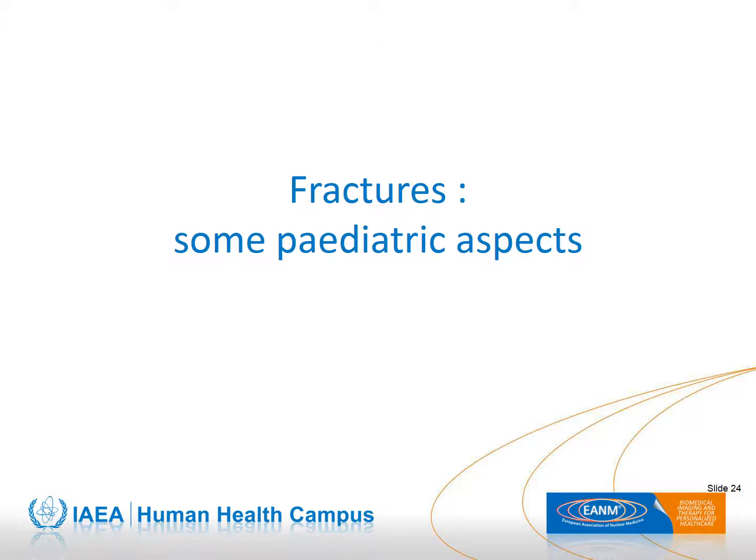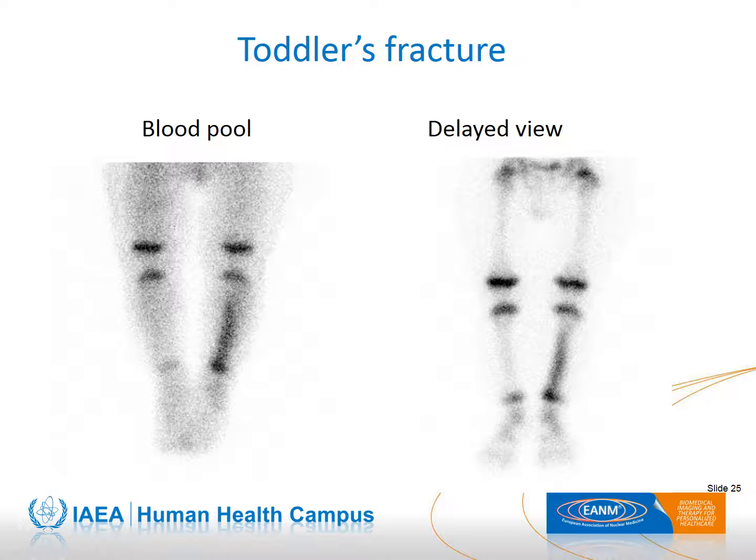Fractures may have the same aspect in children as in adults, but there are some specific pediatric features. Toddler fracture is a spiroid fracture. It occurs after tibial torsion, either during a fall or when the foot is stuck between two crib bars and the child turns sharply.